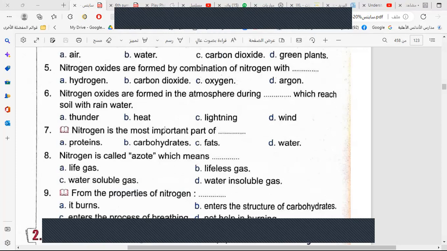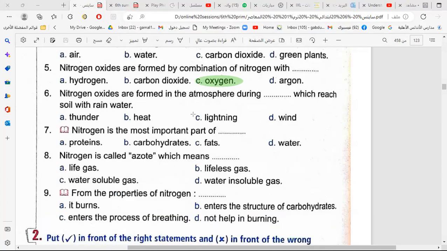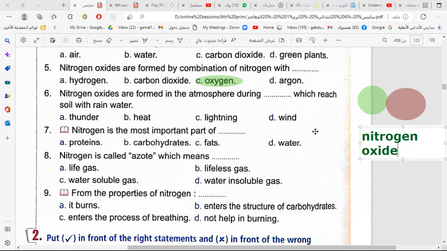Nitrogen oxides are formed by combination of nitrogen with oxygen. Okay. In the sky during lightning, nitrogen and the oxygen combine together, and they make what? Nitrogen oxide. This is nitrogen oxide formed in the sky after lightning. Okay. So the answer is oxygen. Next.